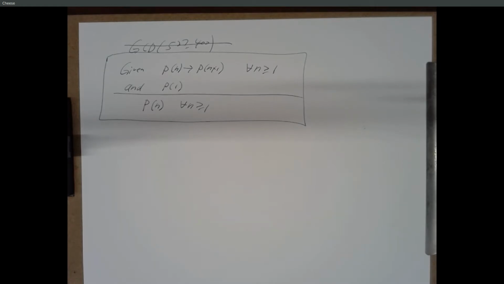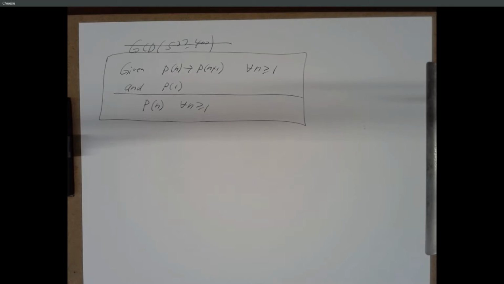So to prove a family of propositions P of n is true for all n, we only have to show two things. We have to show a base case like P of 1, and then we have to show this inductive step. We have to show if P of n is true, then P of n plus 1 is true. If we can do those two things, then we can claim P of n is true for all n bigger than or equal to 1.